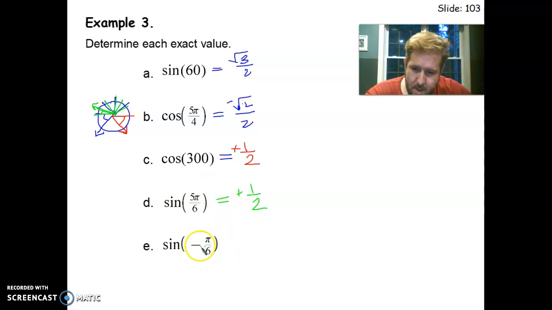Now, negative pi over 6 is really just going the opposite direction. So that's going to be a 30-degree reference angle in the fourth quadrant, because you're going clockwise instead of counterclockwise. So the sine of a 30-degree angle is 1/2. Now, it's going to be negative because it's below the center height. And there's your answer.